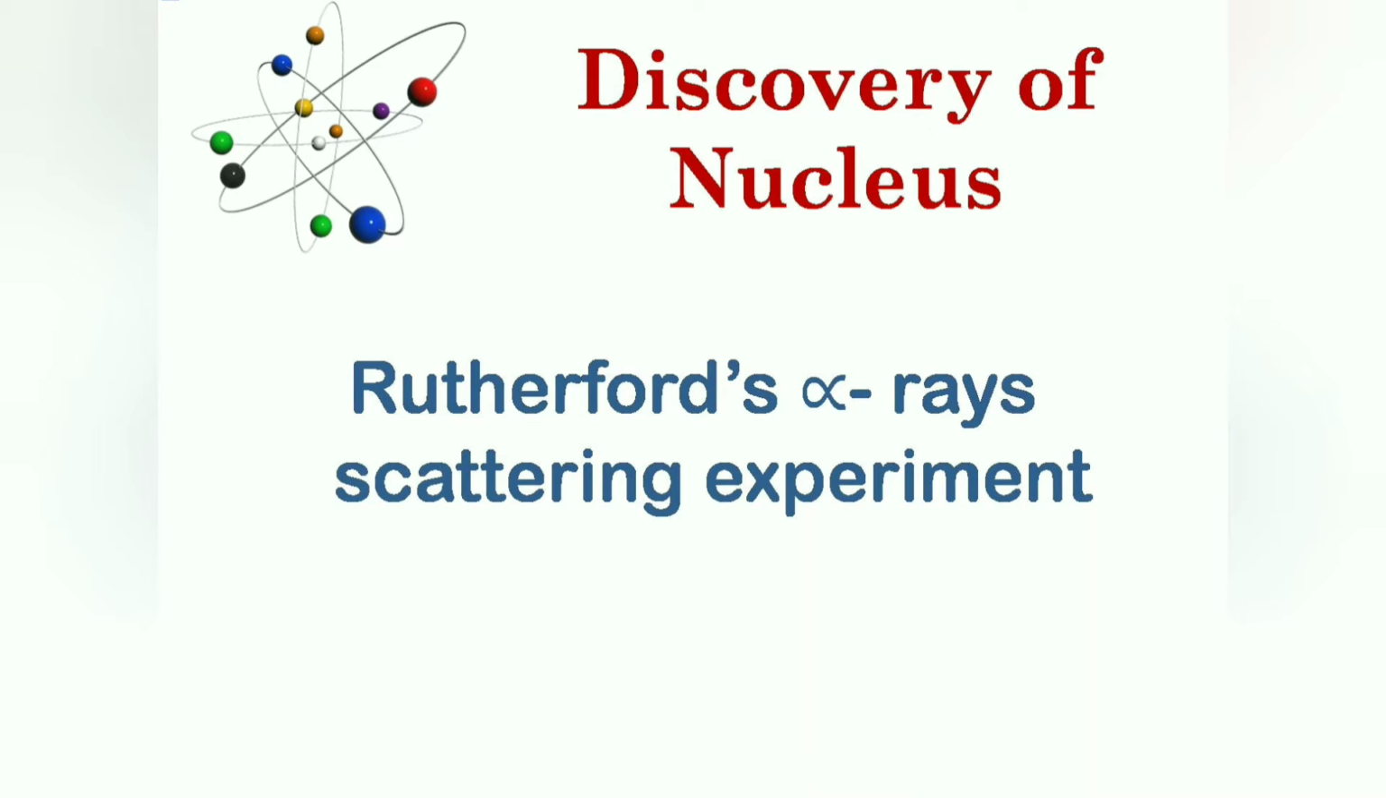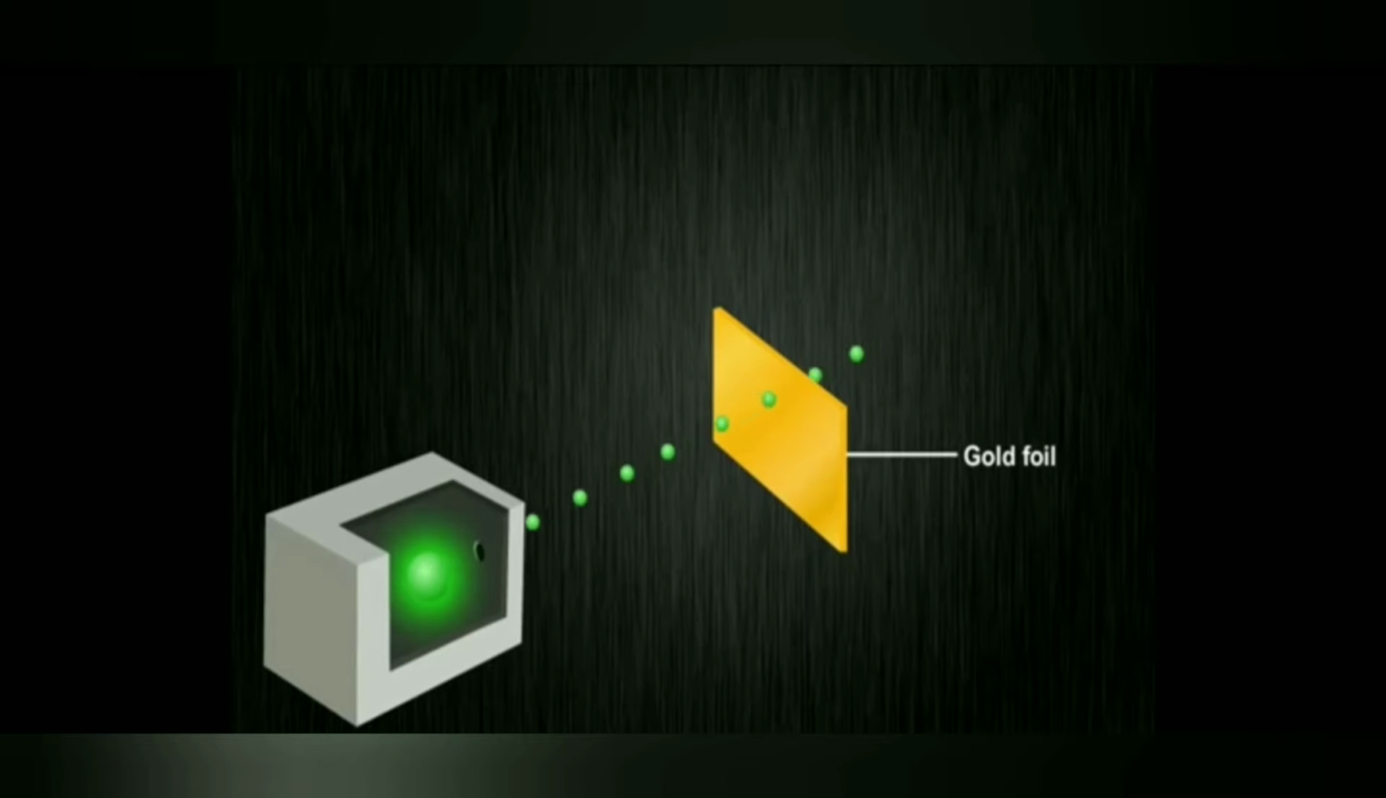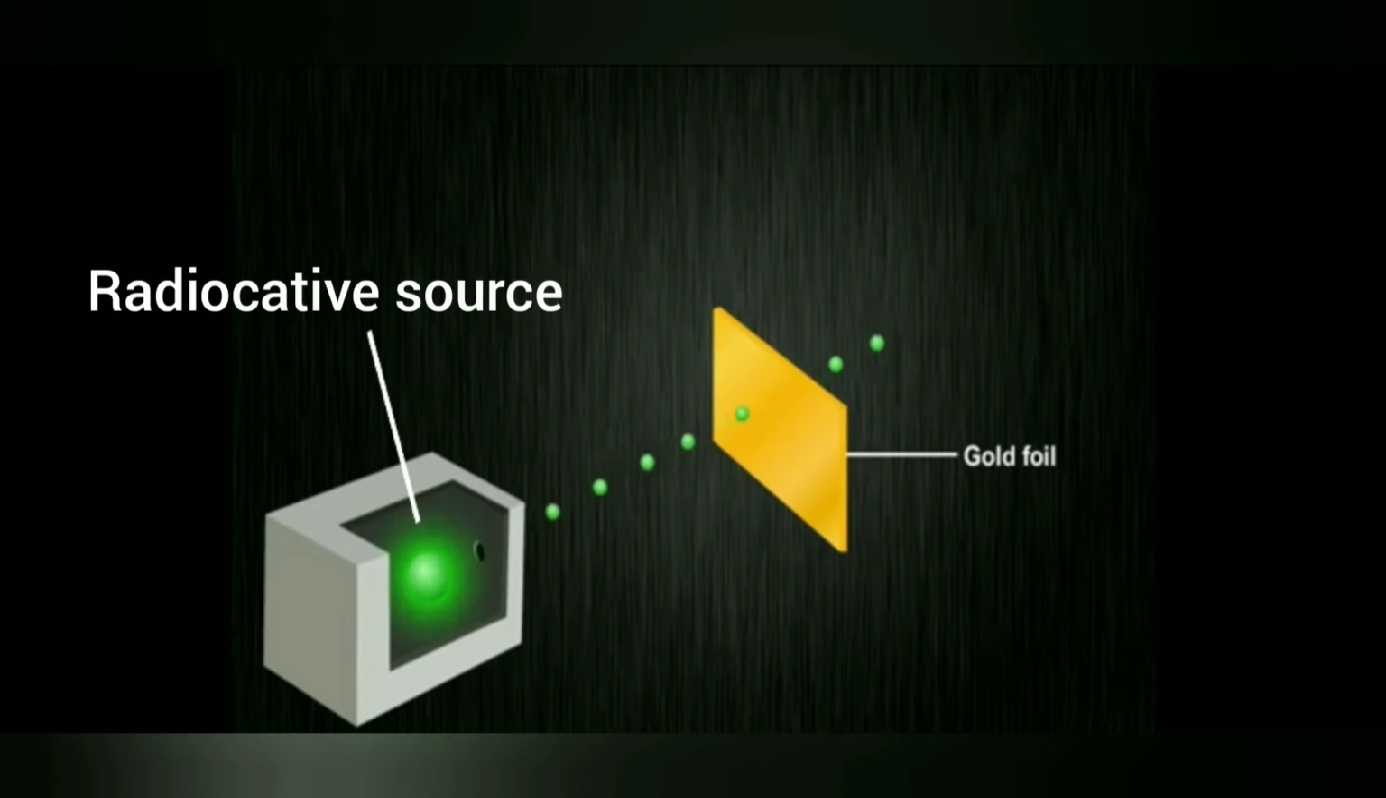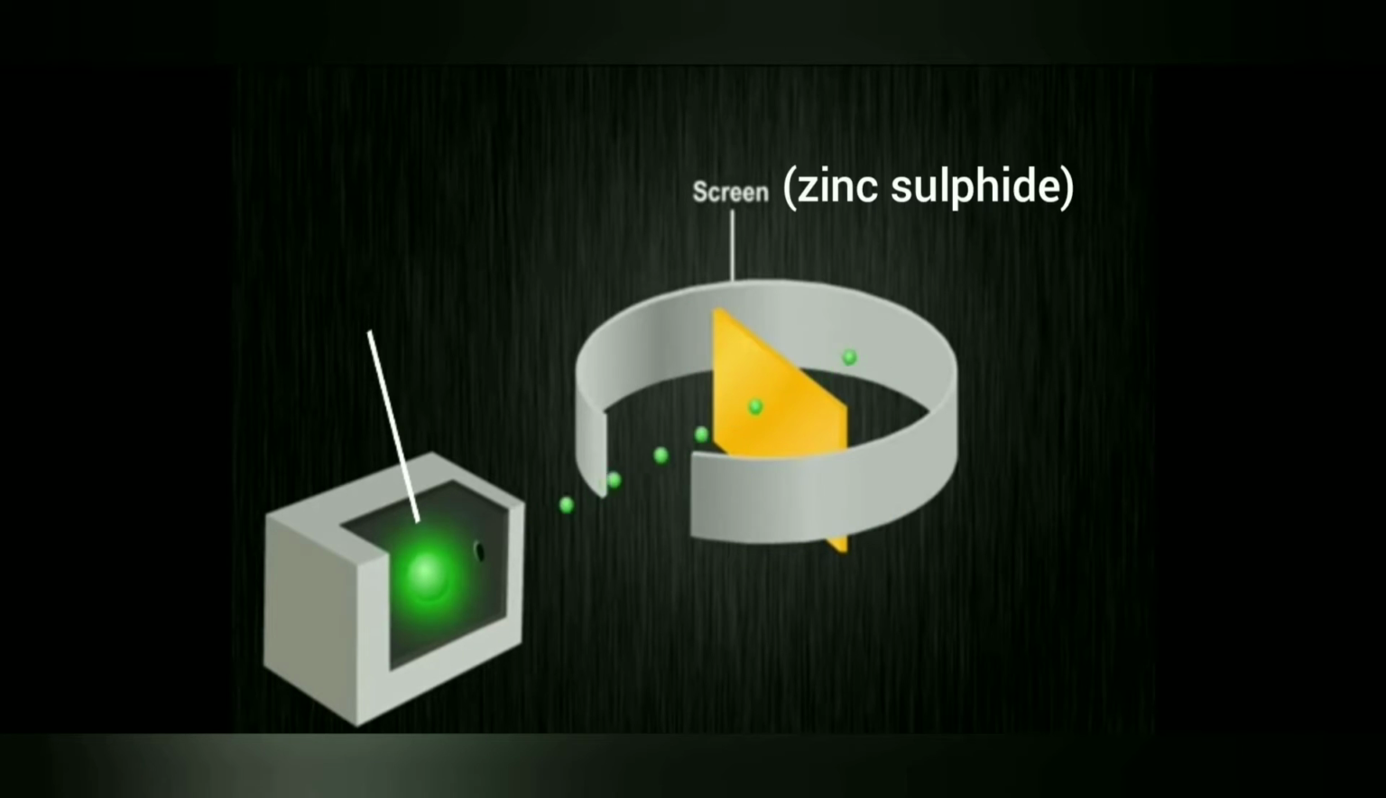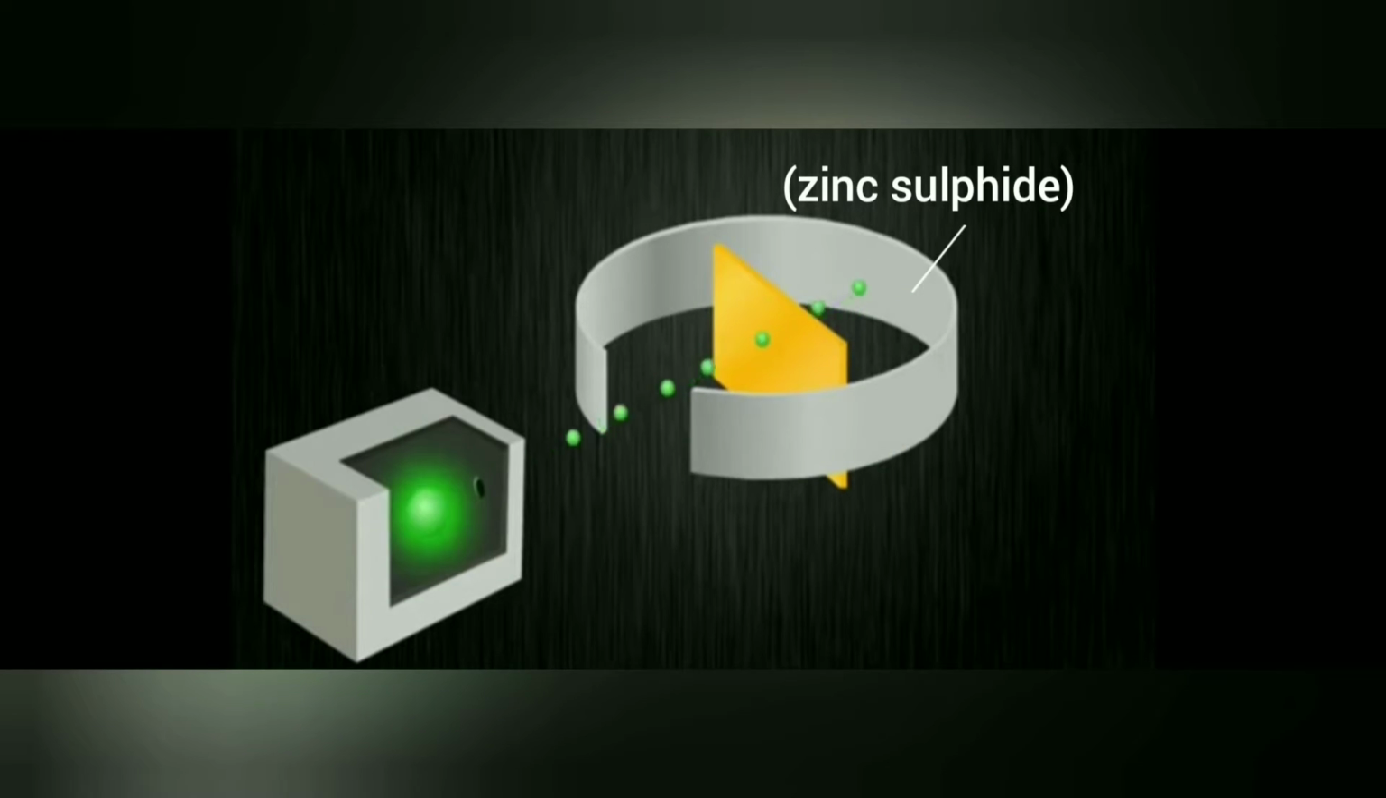Rutherford took a very thin gold foil and bombarded it with fast-moving alpha particles from a radioactive source. He took polonium as the radioactive source. He placed a zinc sulfide screen to detect the deflections suffered by the alpha particles.